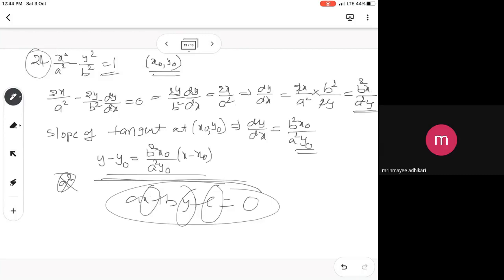Okay. So next, in the same way, to find the normal, the slope of the normal is minus 1 by this one. So that is nothing but minus a square y0 by b square x0, you are going to get, minus b square x0.